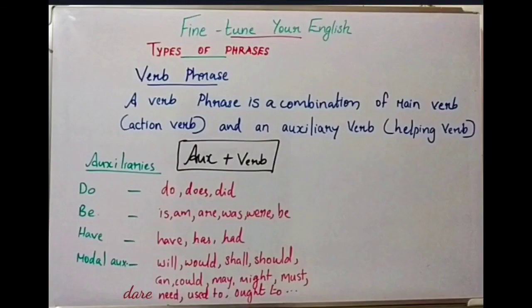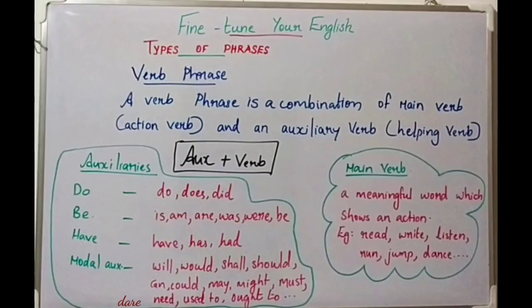So to understand verb phrase, you must know what are the auxiliaries. There are two types of auxiliaries, primary auxiliary, then modal auxiliary. Do auxiliary, be auxiliary and have auxiliaries are primary auxiliaries, then some modal auxiliaries too. Then the term main verb means a meaningful word which shows an action. Example, read, write, listen, run, jump, dance, etc.